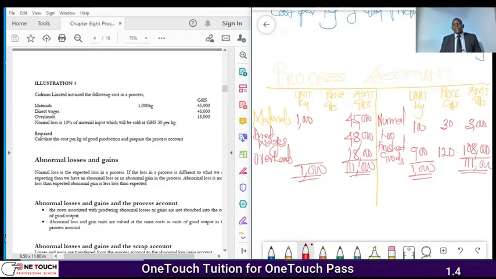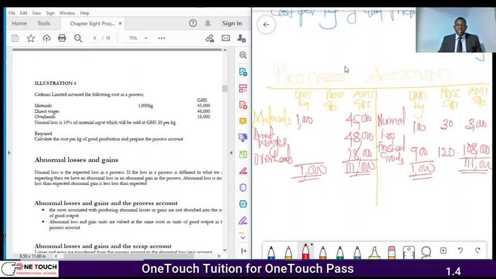So where there is a loss in process and the loss can be scrapped, or the normal loss can be sold, we are saying that the revenue from the sale of the normal loss, or the units that went to waste, should be used to reduce the total cost. Okay, good.